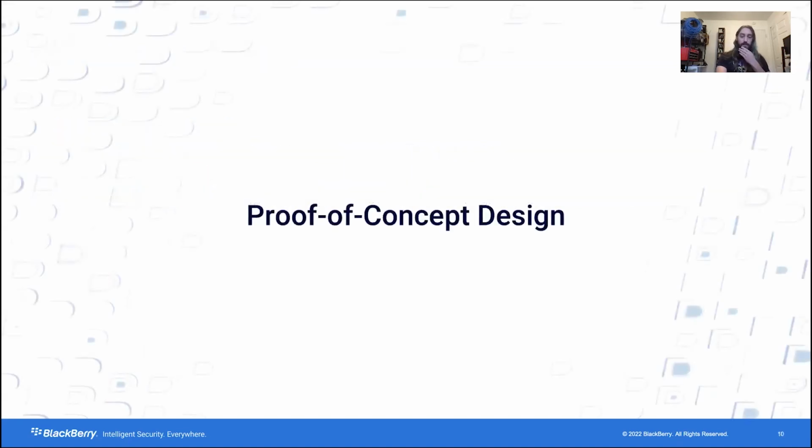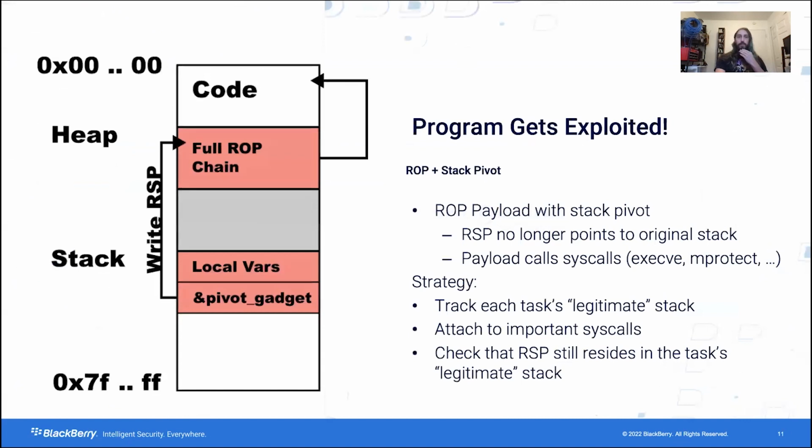So what design did we wind up running with? Well, the situation we're trying to detect is that some userland program gets exploited. The stack pointer gets updated to no longer point at the stack. And at some point, it calls syscalls like execve to do something malicious. So if we can track every task's legitimate stack where it's supposed to be, attached to important syscalls like execve, and when those syscalls are hit by userland programs, check that the stack pointer still is pointing into the stack, we should be able to detect this and kill the process when it happens.